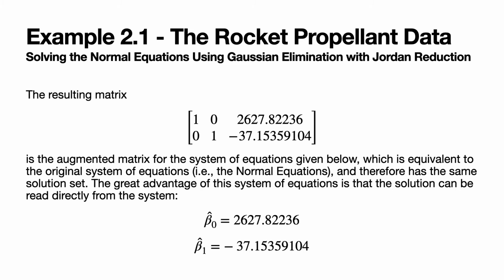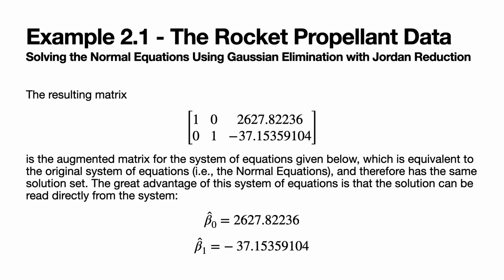All right, so the resulting matrix from those 4 steps is this 2 by 3 matrix here. That is the augmented matrix for the system of equations shown at the bottom of this slide, which is equivalent to the original system of equations, that is the normal equations, and therefore has the same solution set. Now, the great advantage of this system of equations over the original normal equations is that the solution can be read directly from the system, right?